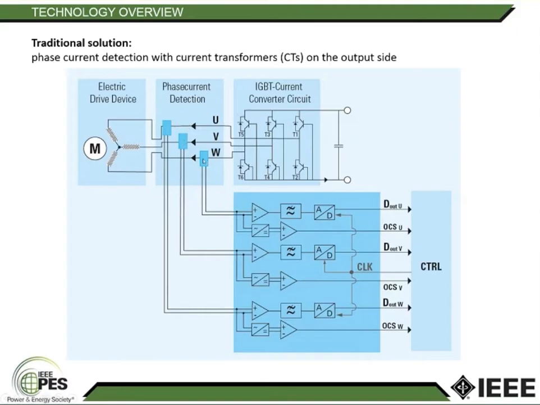As those CTs are inherently isolated, the signal can be directly used on your control board. It's usually a voltage drop signal that comes out of those CTs. You have to keep in mind, though, that what you can see in this blue box right here, that is what you have to do to basically convert this analog output signal into a readable digital signal for your control board.